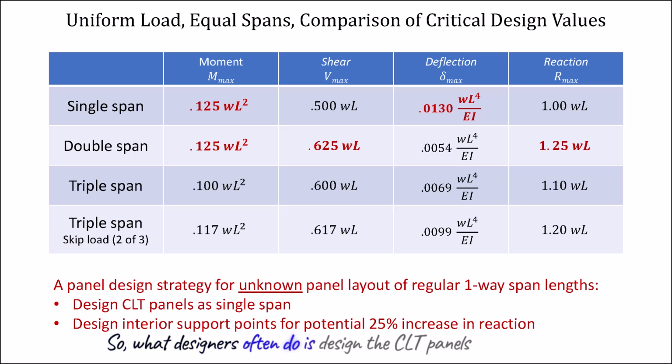So what designers often do is design the CLT panels themselves as if they were just single spans. But then, for the interior support points, the beams or walls between spans, they design those to handle a potentially higher load, often about 25% higher reaction than a simple span would give. So they design the panel for the simple case, but beef up the supports just in case it ends up in a multi-span situation with higher loads there. Precisely. It builds in a safeguard. It gives flexibility for the final panel layout later on without needing to completely re-engineer everything if the layout changes slightly. It's a smart way to stay robust while simplifying the initial panel design a bit. That is a really ingenious workaround for dealing with uncertainty early on.